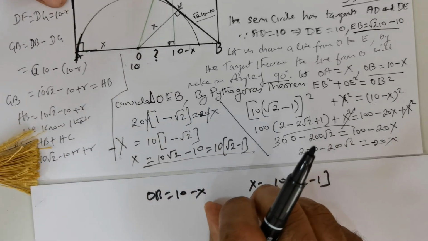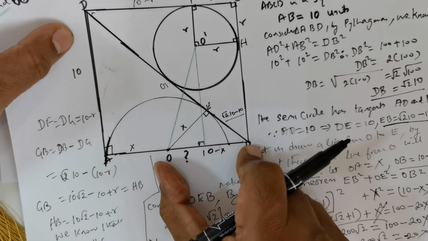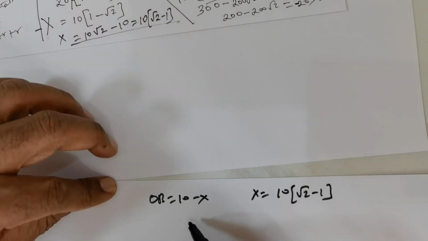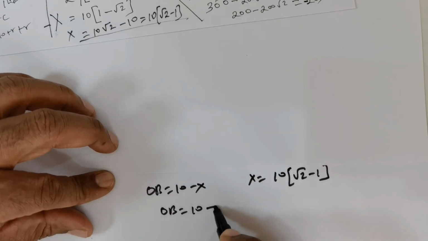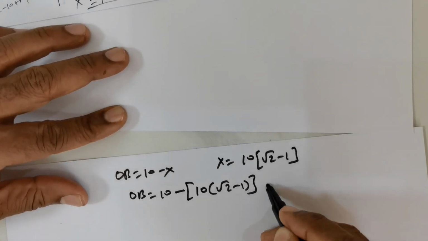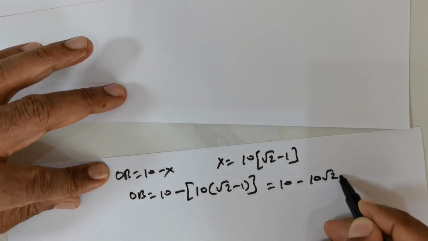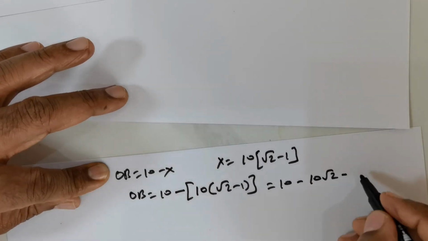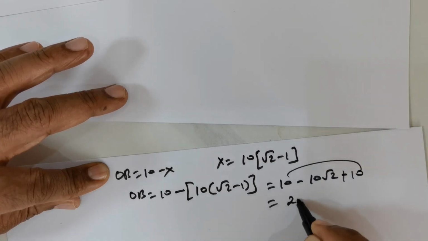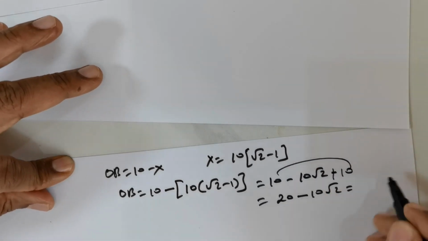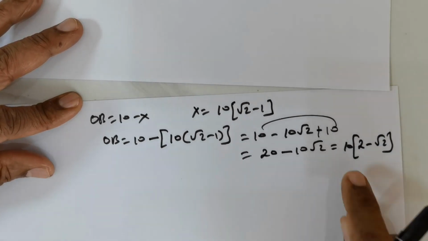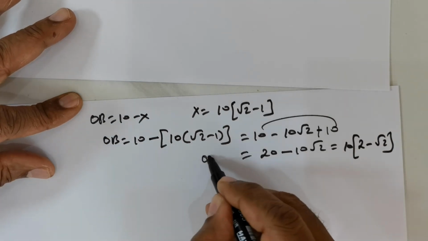So I want to get OB. Why do I need OB? From OB I will take away this R, that would give me this length. So OB is equal to 10 negative of 10 times root 2 negative 1. This is equal to 10 negative 10 times root 2, and then a positive 10. Negative negative positive. So this is going to be 20 negative 10 times root 2, which is 10 of 2 negative root 2. So this is my OB.